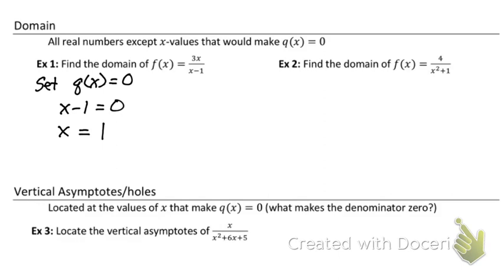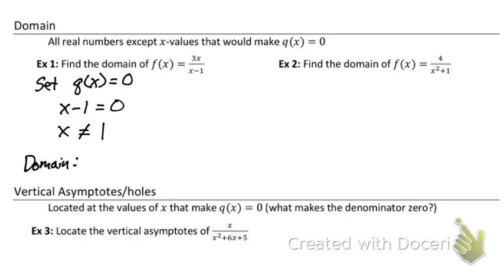Yes? Didn't you just say q of x can't equal 0? I did. So what we're going to add to this now is I'm going to say, I solve for where x equals 1. I'm going to say, don't let it equal that. I'm going to set it equal to 0, find out what makes it 0, and then put on it can't equal that. Because now I can write my domain.